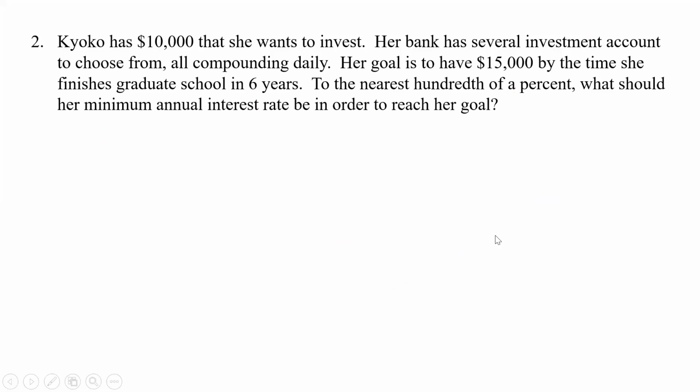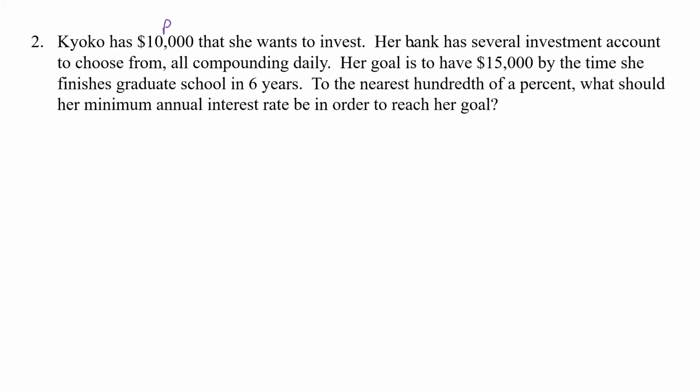All right, so here we have Kayoko has $10,000 she wants to invest. Her bank has several investment accounts to choose from, all compounding daily. Her goal is to have $15,000 by the time she finishes graduate school in 6 years. To the nearest hundredth of a percent, what should her minimum annual interest rate be in order to reach her goal? Okay, well, this is our P.